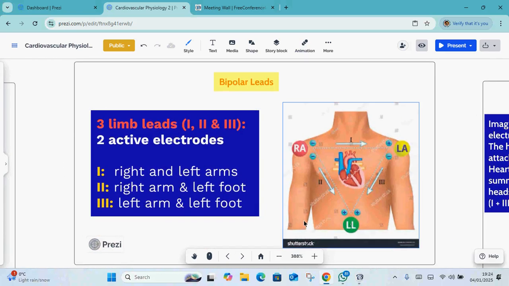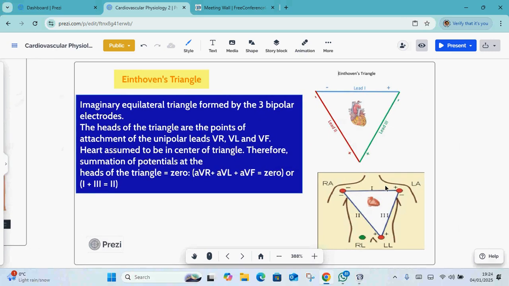The bipolar names are easy, 1 to 3. So between the 2 arms and the inactive is 1, between the right arm and the left leg and the inactive is bipolar 2, between the left arm and the left leg and the inactive is bipolar 3. In the middle of the 3 bipolar leads, in the center there is a heart. So this is lead 1 bipolar, this is lead 2 bipolar, this is lead 3 bipolar.